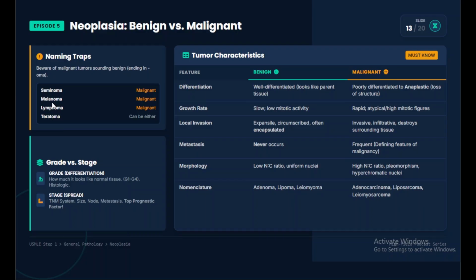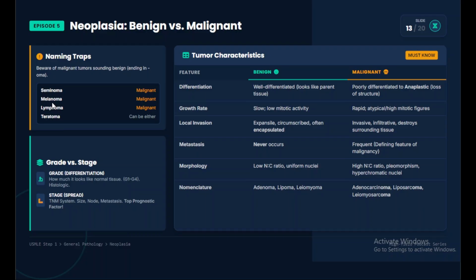And the other thing is called stage. So let me revise again. G1, well differentiated, simply means the tumor resembles the original tissue, whereas G4 means poorly differentiated, and anaplastic means the tumor does not resemble the original tissue, and it simply means the tumor has grown into something very wild.